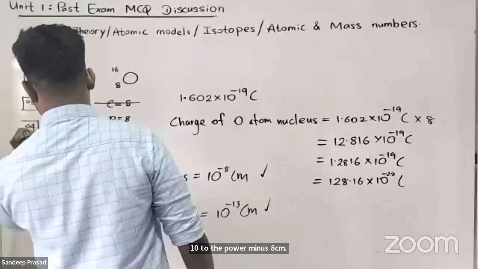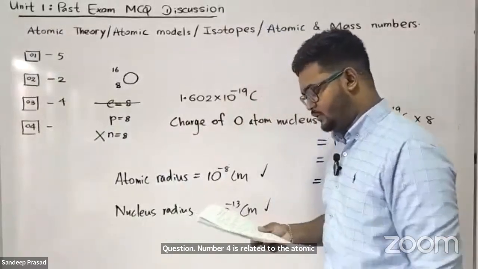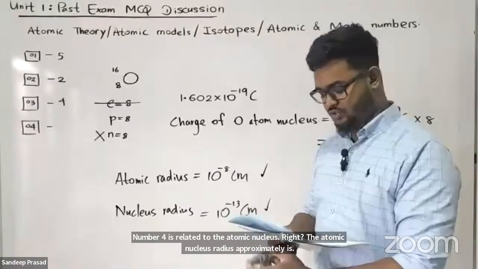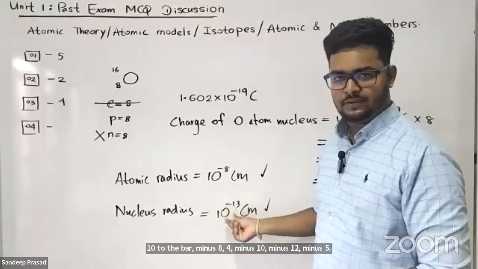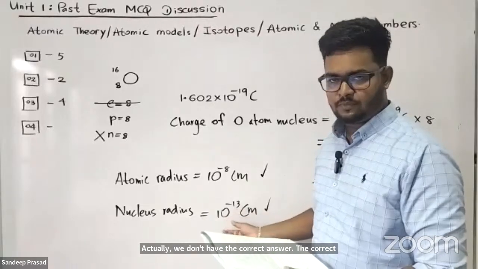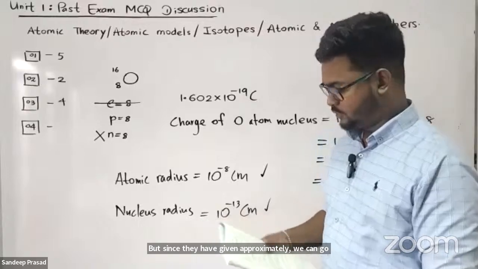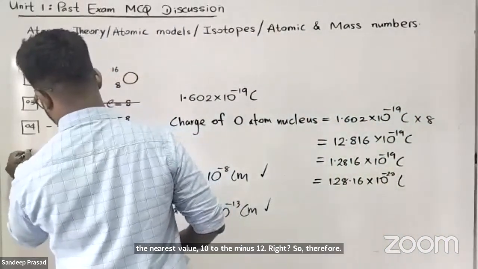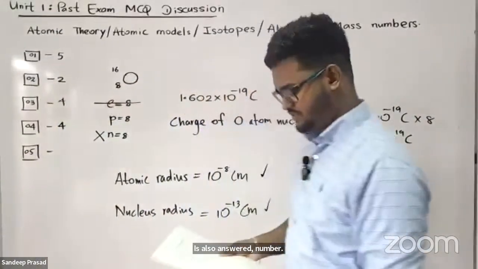Question number 4 is related to the atomic nucleus radius. The atomic nucleus radius approximately is 10 to the power minus 8, minus 10, minus 12, minus 5. Actually, we don't have the correct answer. The correct answer should be 10 to the minus 13. But since they have given approximately, we can go for the nearest value, 10 to the power minus 12. So question number 4 is also answer number 4. These things are very easy. Let's quickly finish these.